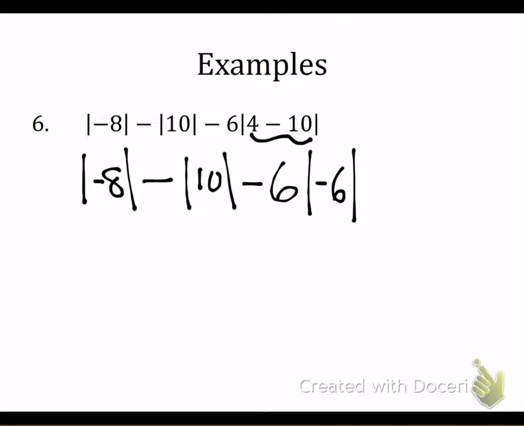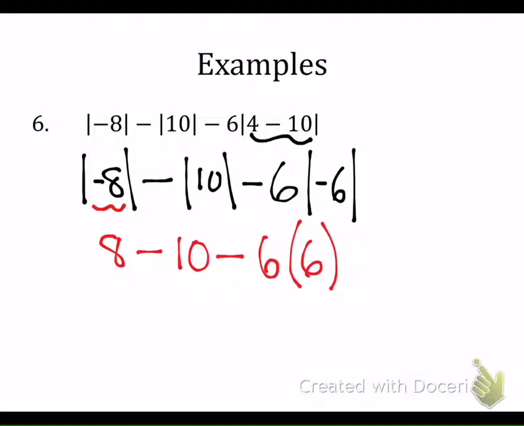What is the absolute value of negative 8? 8. Minus, what is the absolute value of 10? 10. Minus 6 times, what is the absolute value of negative 6? 6. And again, back there, I couldn't just drop a symbol completely, and it would look like 66. So either put a dot for multiplication or put it in parentheses.